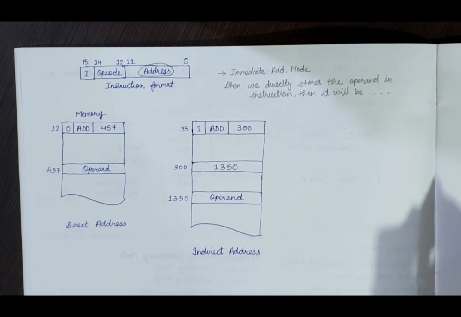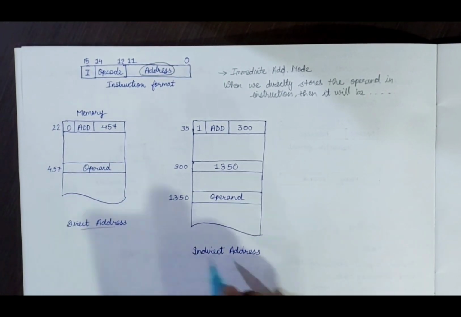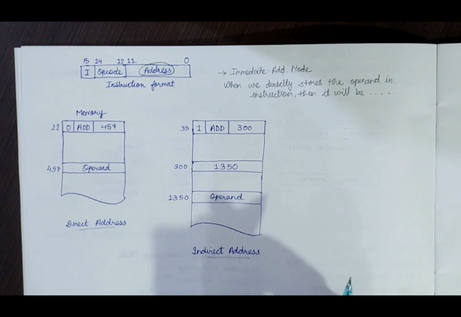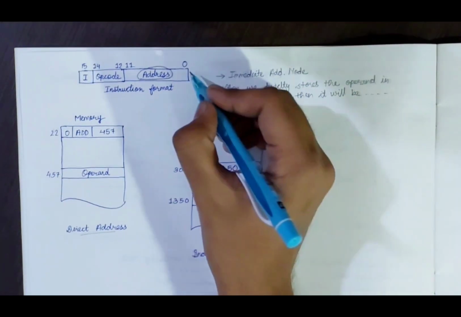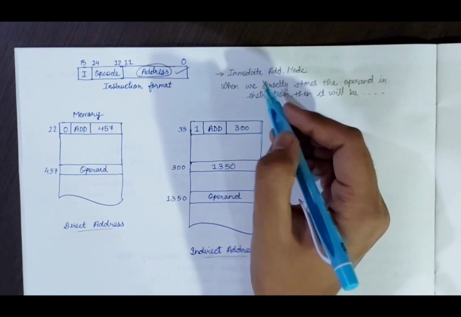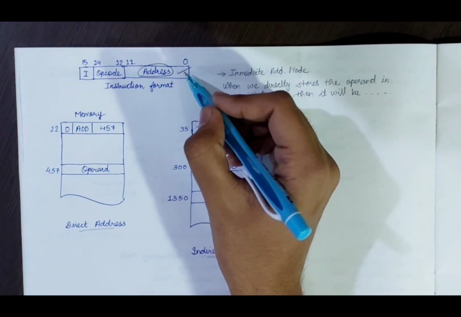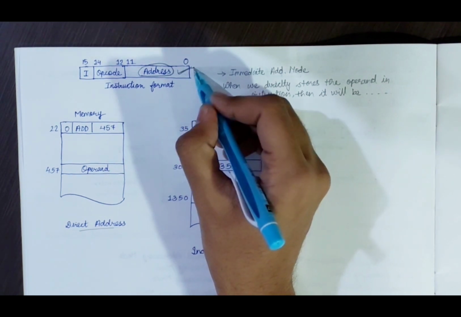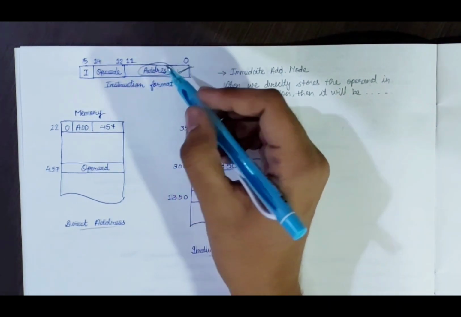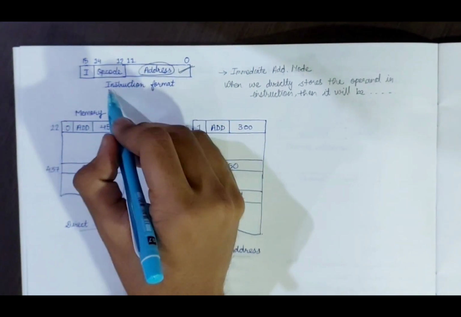So now the other 2 types of addressing modes are direct addressing mode and indirect addressing mode. In both these modes we are storing the address in this field. In immediate addressing mode we stored the operand, but in both these addressing modes we will store the address here in these 12 bits. So if you see, I have changed the instruction format.